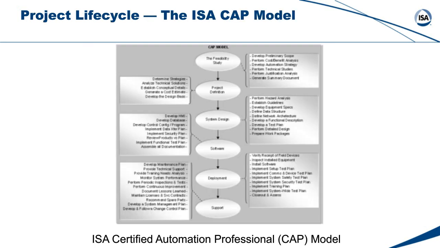Finally, the Certified Automation Professional, or CAP model, is used to plan and track documentation, activities, and deliverables that should occur in each project phase. Proper planning, resource allocation, and tracking of individual tasks is essential to a successful automation project.